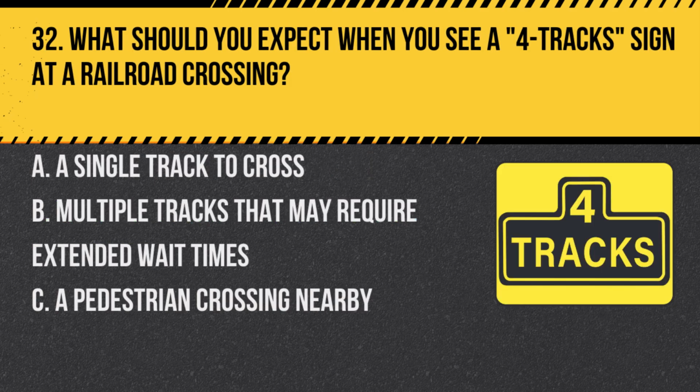Question 32. What should you expect when you see a 4-track sign at a railroad crossing? A. A single track to cross. B. Multiple tracks that may require extended wait times. C. A pedestrian crossing nearby. Answer: B. Multiple tracks that may require extended wait times. Be prepared for more than one train.